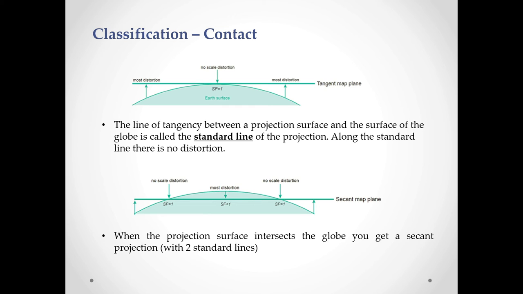Classification as per the contact: the line of tangency between a projection surface and the surface of the globe is called the standard line of the projection. Along the standard line, there is no distortion. So, if you are projecting as per the tangent, this is our projection line. There will be no distortion at this position and the most distortion at this position. So at the equator there will be less distortion and at the poles there will be a high level of distortion.